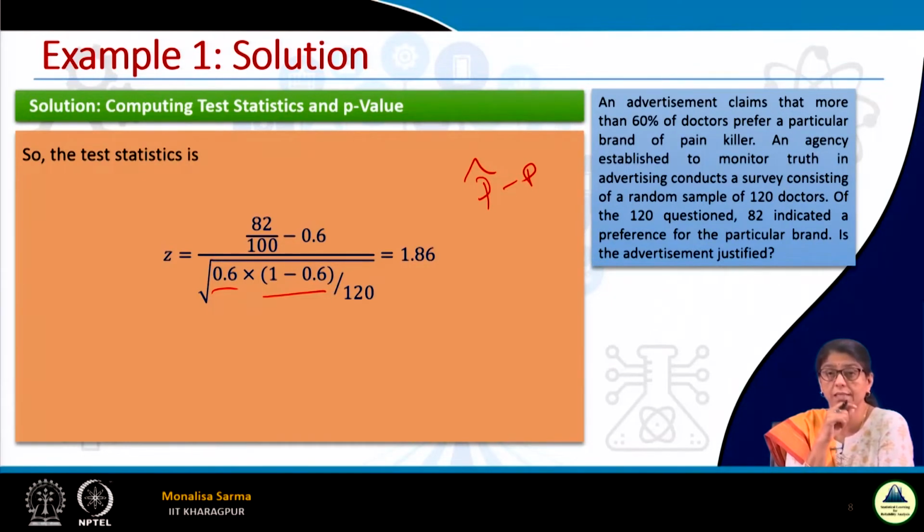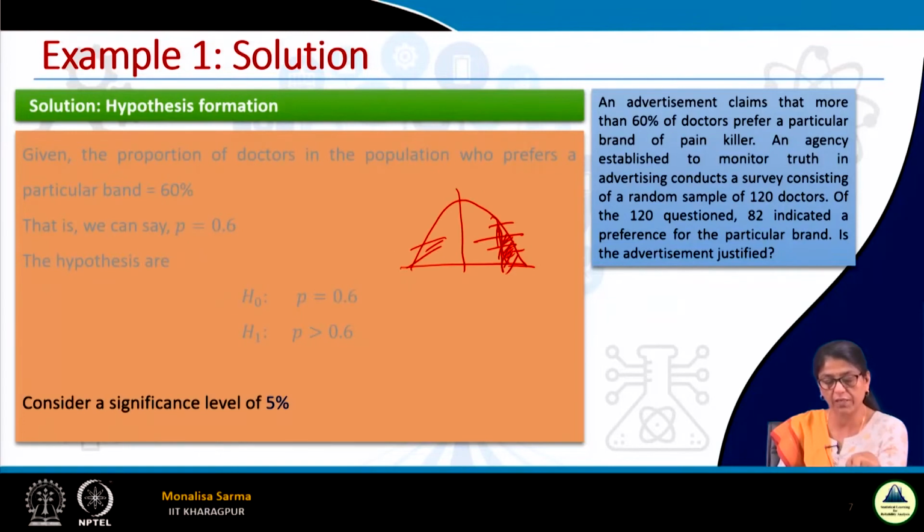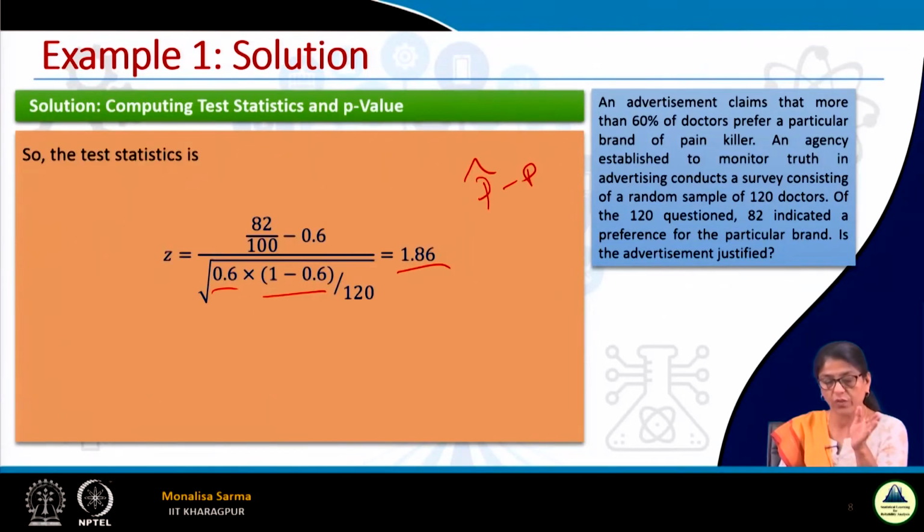We have done it while discussing sampling distribution. Here the standard deviation is p into 1 minus p, that is, p(1 minus p) by 120, so we got 1.86 value. Corresponding to 1.86, there are two ways of doing it. Either you find the critical region corresponding to this 5% significance. If the value we get from the Z is greater than the critical region value, then we reject the hypothesis. Another way is that we find the p value of this.